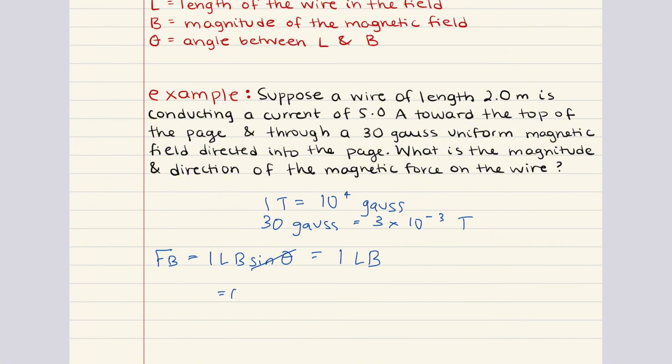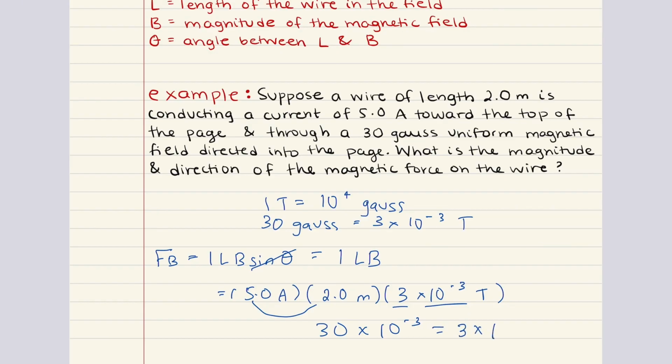I is the current. We're given that as 5 amperes. The length of the wire is 2 meters, and the strength of the magnetic field is 3 times 10 to the minus 3 Tesla. 5 times 2 is 10. 10 times 3 is 30. And we can't forget about this times 10 to the minus 3. We can alternatively write this as 3 times 10 to the minus 2 newtons. So that is the magnitude of the magnetic force on the wire.